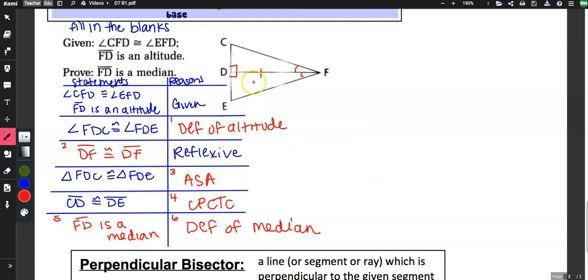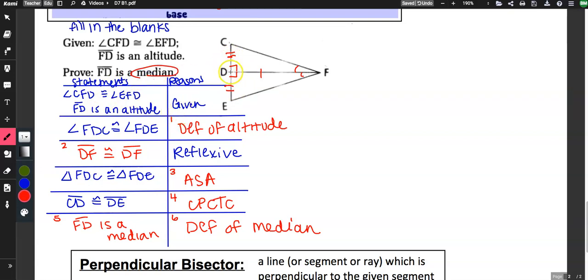I use the reflexive property to say DF is congruent to DF. If you wrote something like FD, that's fine, as long as it makes sense for the picture. And then those two triangles are congruent by angle side angle. The reason that's helpful is because I can then use CPCTC to say that CD is congruent to DE. And that's what I would need to know in order to conclude that FD is a median.